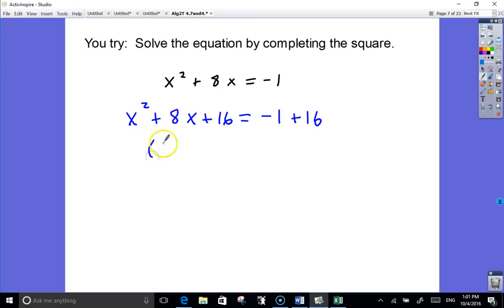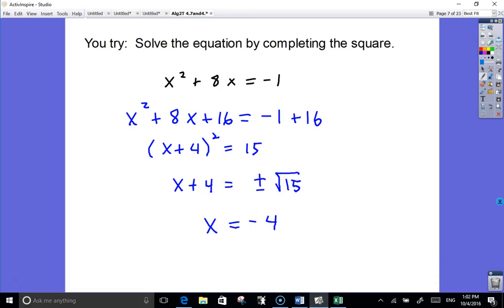And this is x plus 4. Remember, that was half of the 8, equals 15. So we take the square root of both sides. We get x plus 4 equals plus or minus the square root of 15. Subtract 4. There you go.